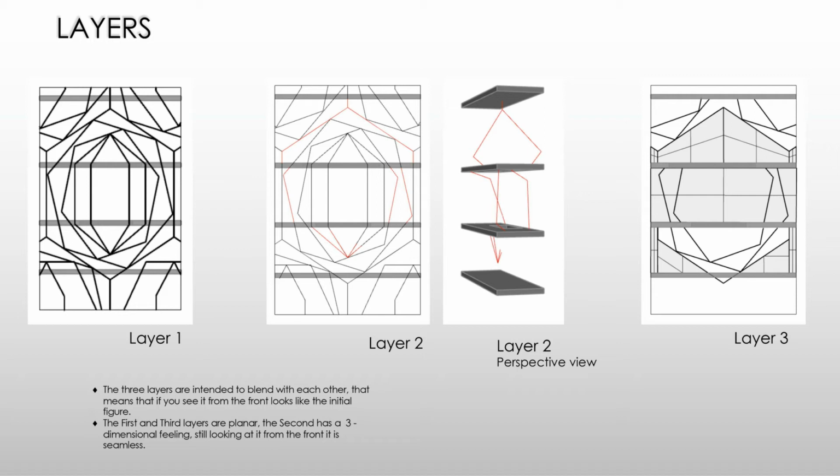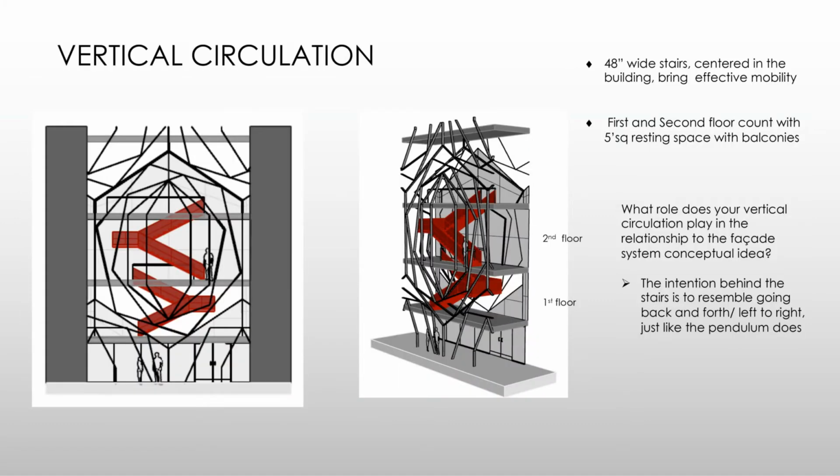And for the 3rd layer, I wanted to create some sort of skylights in the 3rd floor. So that's what it is. The 3rd layer is the further one in the facade. So it's a combination of solid walls with the skylights that also blend with the front silhouette of the 1st layer. For the vertical circulation, I decided to set its center in the building to bring effective mobility.